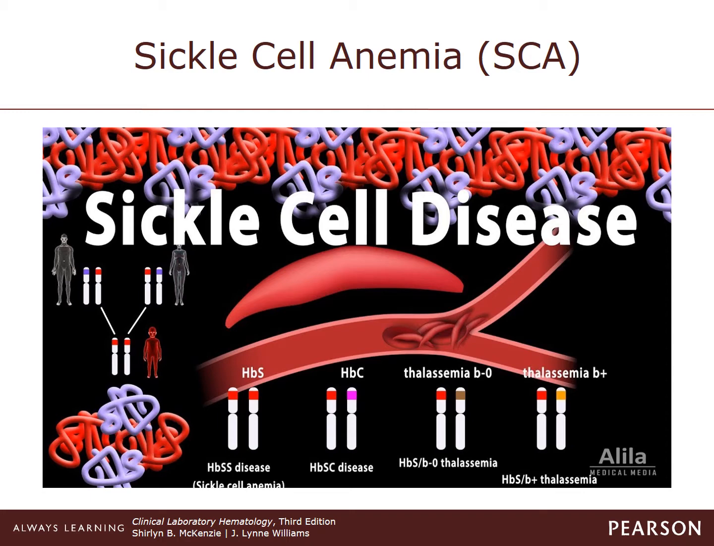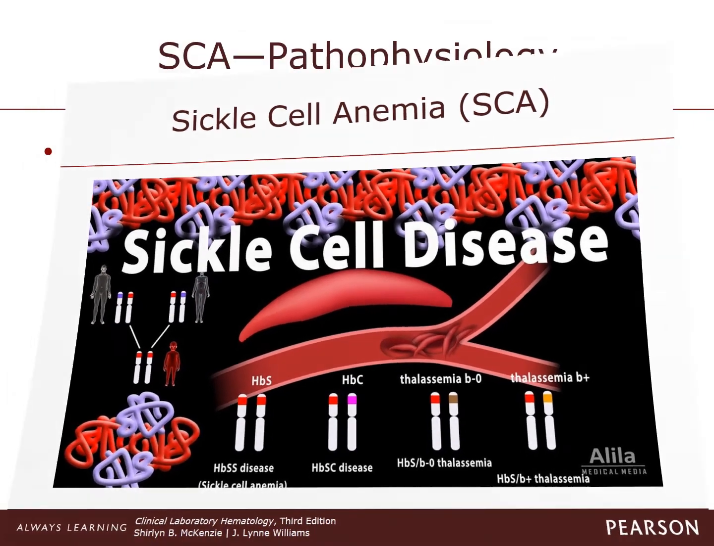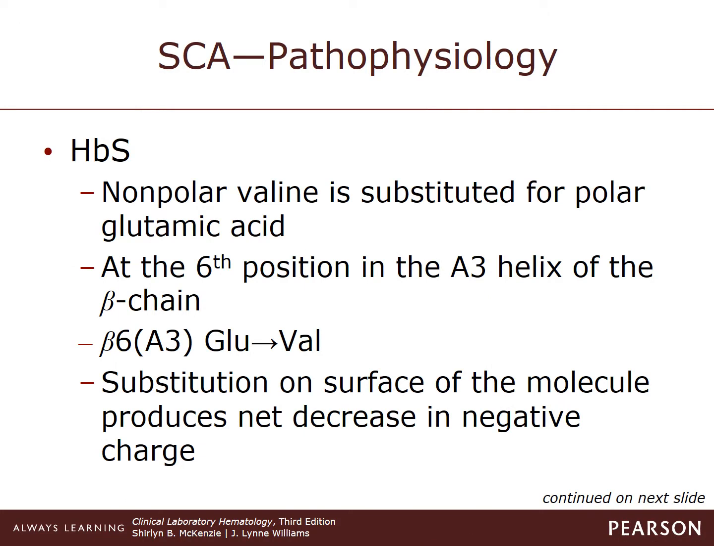Hemoglobin S is a nonpolar valine substituted for polar glutamic acid. Hemoglobin S occurs when there's a nonpolar valine substituted for a polar glutamic acid at the 6th position in the alpha 3 helix of the beta chain, which is described below. The substitution on the surface of the molecule produces a net decrease in negative charge, which leads to several complications.